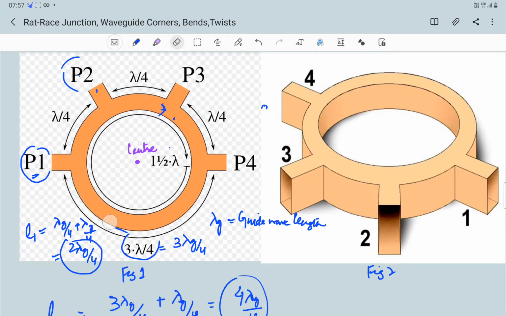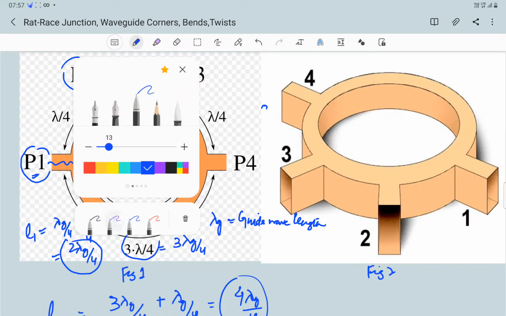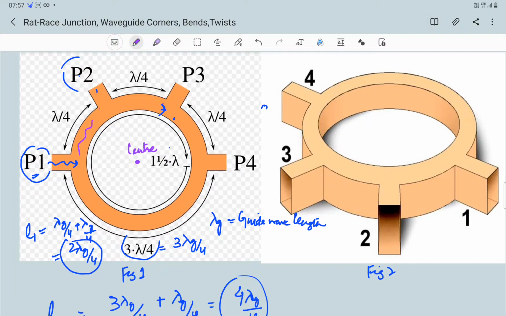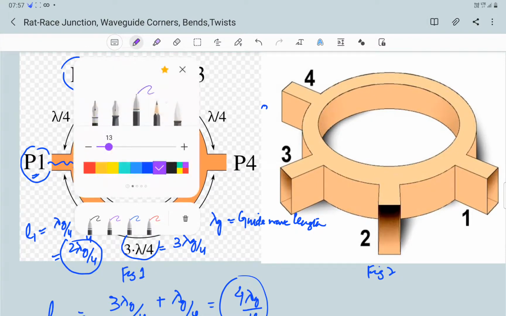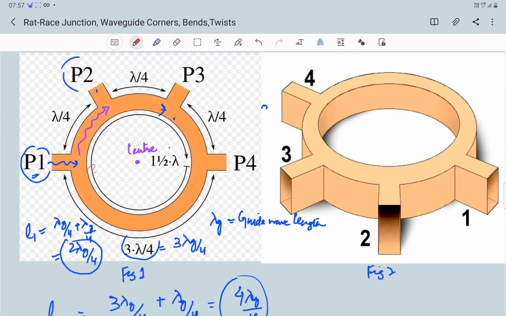Again, let's assume we are connecting a wave or feeding a signal at port 1. Again, it will take two paths, clockwise and anti-clockwise. Anti-clockwise is shown in red color. So let us see what happens at port 2. We again need to find the path difference between the two signals traversing in clockwise and counterclockwise directions.